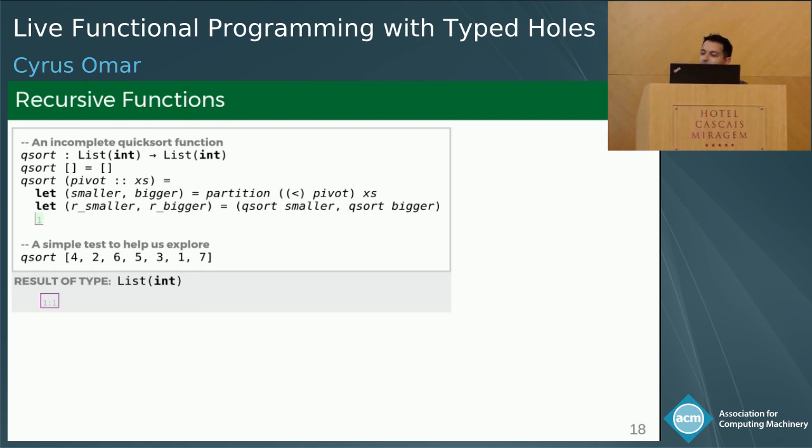I want to show you a more sophisticated example that isn't quite a small synthetic example like those were. So this is quicksort. We're at the point in quicksort where we've written the base case, we've partitioned the list against the pivot, and we've done the recursive calls, and we're just contemplating how to combine all those pieces of information to produce the result. And then below that, we've written a simple test, or a simple example, I mean, to help us explore.